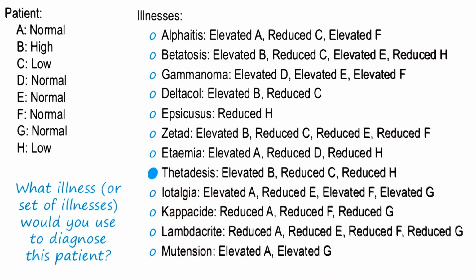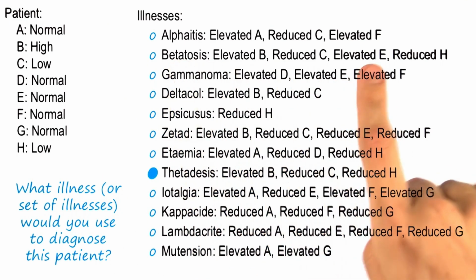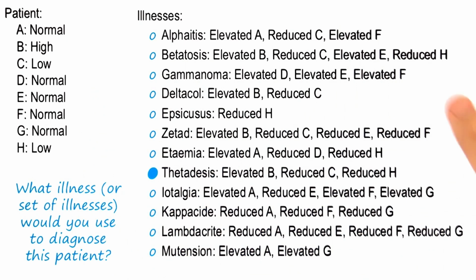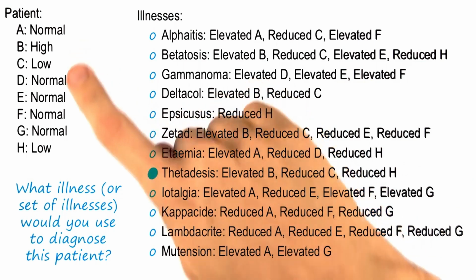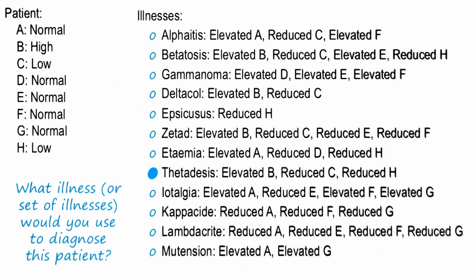So I chose thetadesis as the only illness necessary to explain these symptoms. I did notice that betatosis explains 3 of the 4 symptoms, but the patient doesn't show the other symptom. I also noticed that the combination of delta-col and epsicosis could also explain exactly those 3 symptoms, but I would prefer to have one illness that explains the symptoms instead of 2. I could also explain it with a combination of betatosis, iodalgia, and capacide, because although the patient has a normal level of A, iodalgia and capacide cancel out. Iodalgia elevates A, capacide reduces A. But again, that's more complicated than just explaining it with thetadesis. That's a good answer, David.